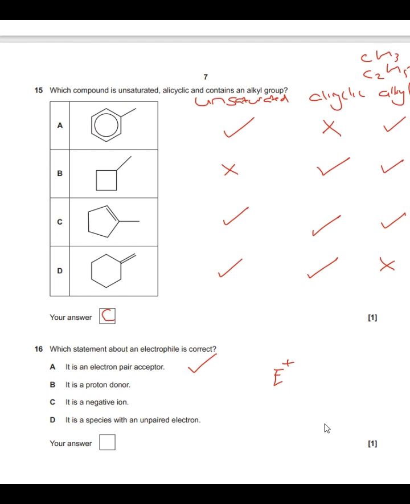Is a proton donor? It doesn't donate. Is it a negative ion? We can see it's not a negative ion, it's a positive charge. Is it a species with an unpaired electron? It's not. It's a positive charge. So an electrophile is an electron pair acceptor.